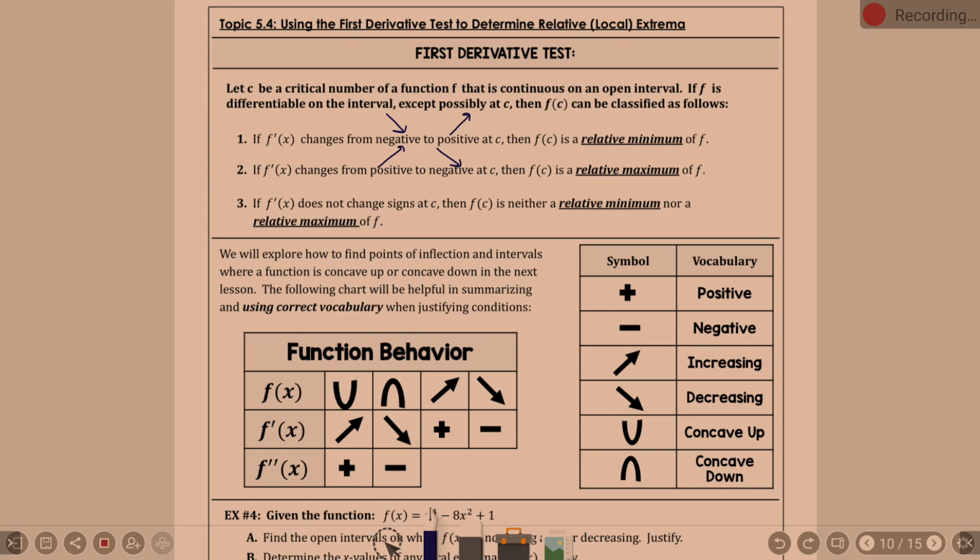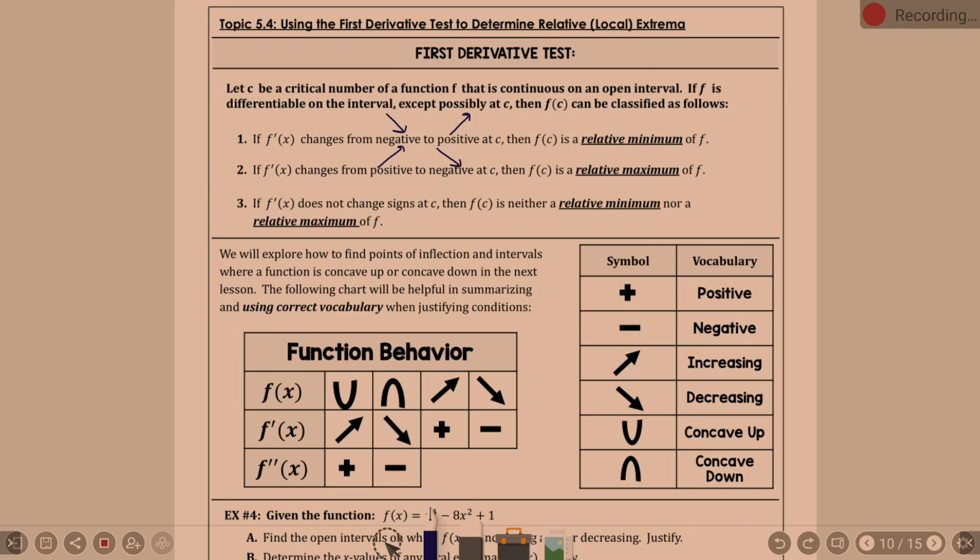You see me use these a lot. Positive or negative, increasing or decreasing. I've already done both of those today, haven't I? Concave up, concave down. That's more with the second derivative test, okay? So right here, some function behavior.